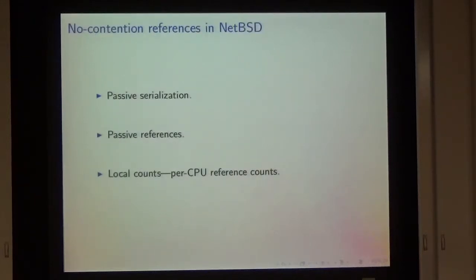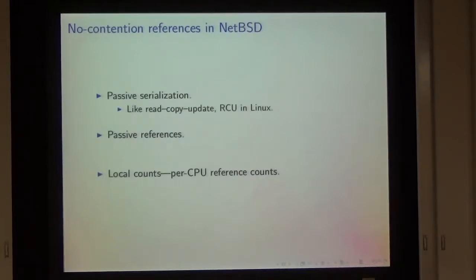So in NetBSD, we provide several abstractions for acquiring and releasing references with zero contention between CPUs. That is, if you're acquiring a resource, you don't have to write anything to memory that any other CPUs might be writing to. Two of them are currently in NetBSD, one of them is in development, on a branch. So we had passive serialization for a few years. Last year we introduced passive references, maybe 2 years ago now, and local counts are in development.